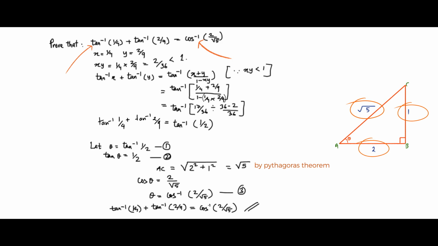Hence, the left hand side value is equal to cos inverse of 2 over root 5, and you know that the right hand side is already cos inverse of 2 over root 5. Left hand side is equal to right hand side, that is tan inverse of 1 over 4 plus tan inverse of 2 over 9 is equal to cos inverse of 2 over root 5. Hence proved.